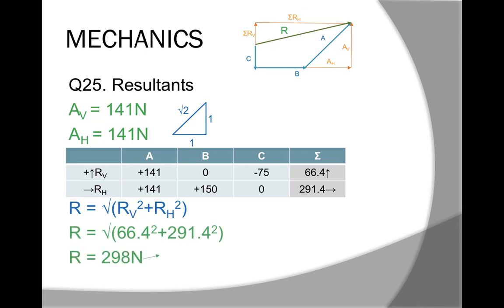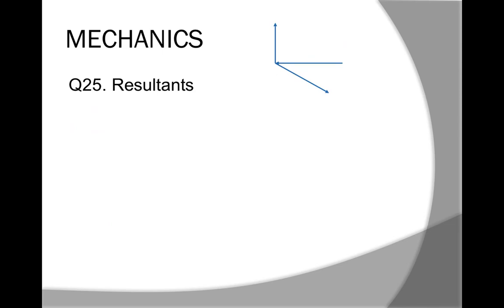Now, I then need to find the angle, which I haven't done here. Same thing, you can see the animation. We add these vectors tip to tail, and our resultant goes from start to finish. It's what we need to close that shape.